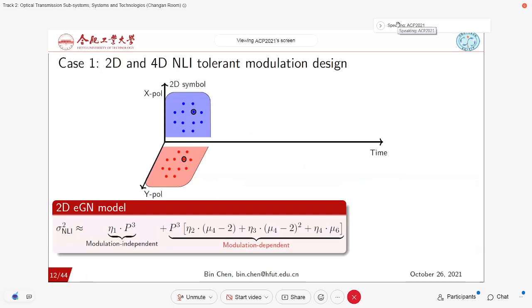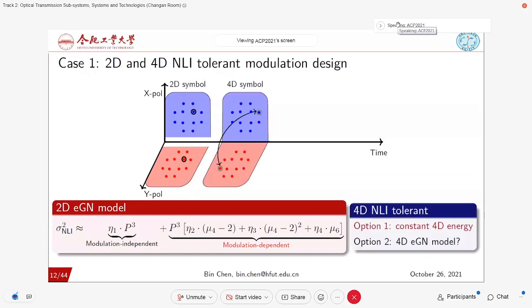As we know, many people have been using the model called the EGN model. The EGN model can predict the modulation dependent nonlinear interference. And here the second term is dependent on the modulation. So different modulations have different interference. But in 2D, you can easily use that model for your design, the 2D modulation for geometric shaping.